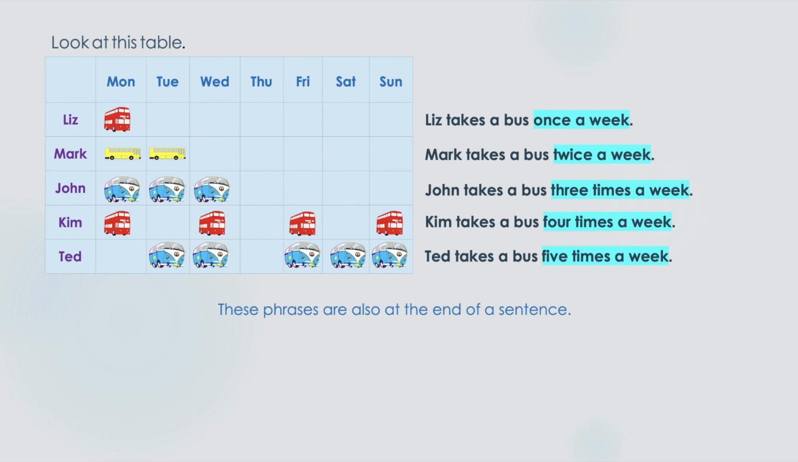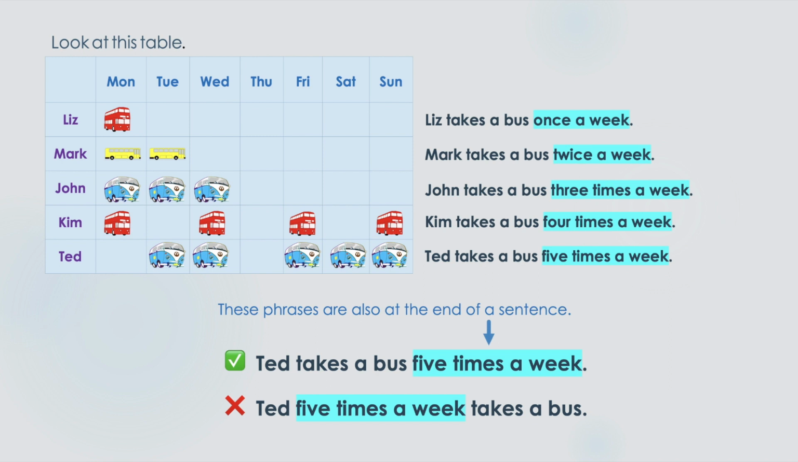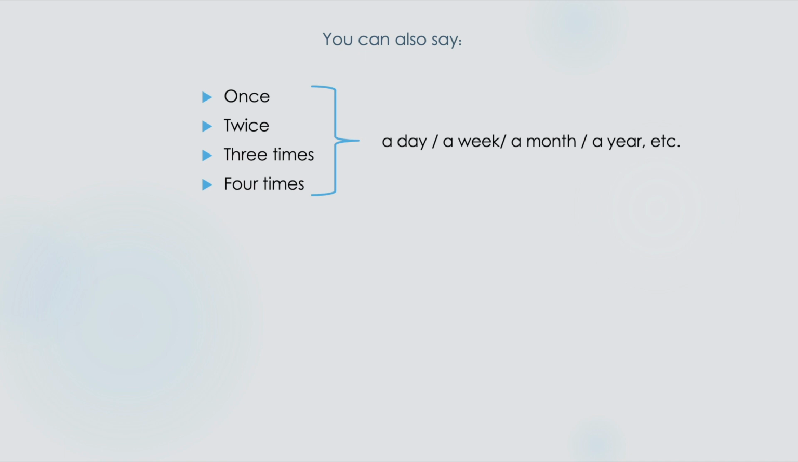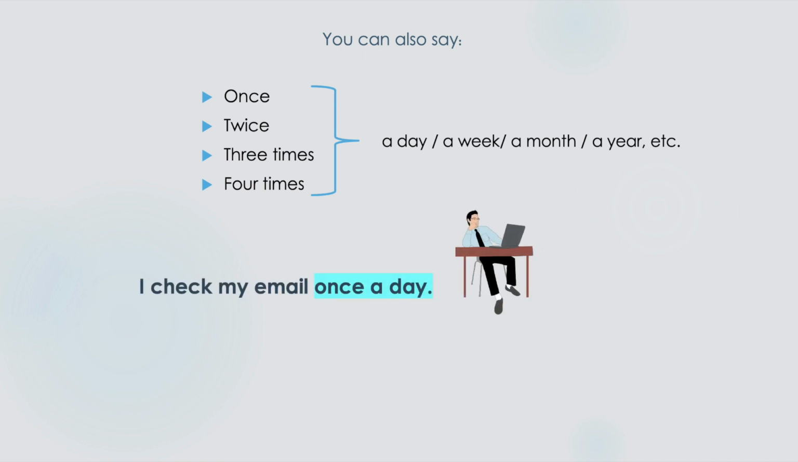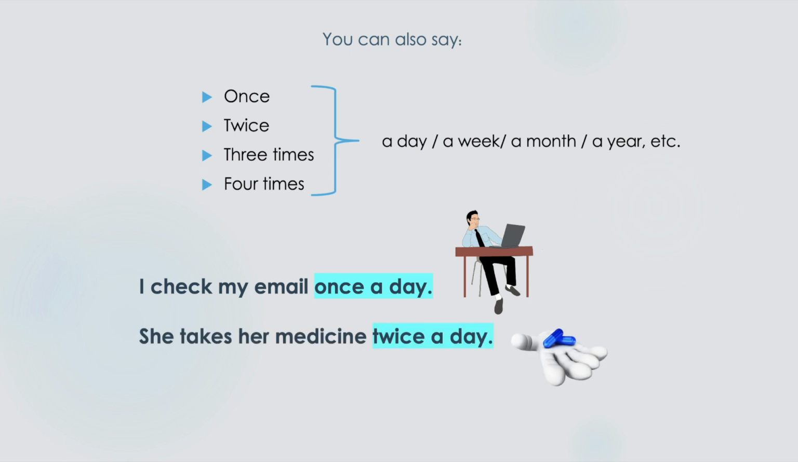These phrases are also at the end of a sentence. Ted takes a bus 5 times a week, not Ted 5 times a week takes a bus. You can also say once, twice, 3 times, 4 times, a day, a week, a month, a year, etc. For example, I check my email once a day. She takes her medicine twice a day.